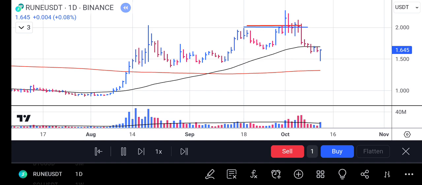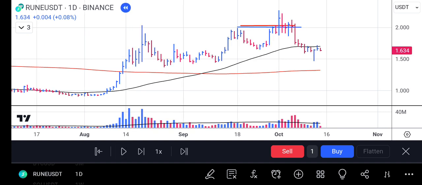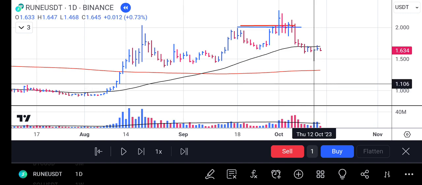Then the bars kept fluctuating around the 50-day and the 200-day moving average. It had a reversal bar. This type of bar always marks the bottom or top of a rally, of an upward swing or a downward swing.